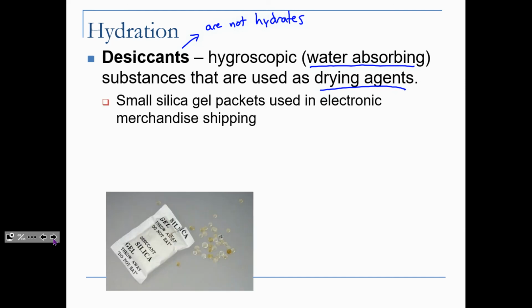So, an example that we see in everyday life would be a silica gel packet. These are used in merchandise when they're shipping to keep things dry because they absorb water. The reason we don't eat them is because silica gel is carcinogenic, which means it gives the ability to cause cancer within your body.